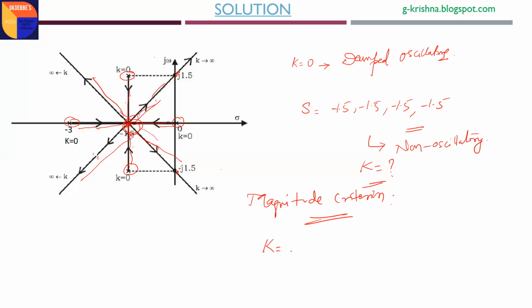So the numerator is the product of phasor lengths from open loop poles to the root at minus 1.5. The length from the pole at the origin to this root is 1.5. The length from the pole at minus 3 to minus 1.5 is again 1.5. The length from this complex pole to here is 1.5. From the conjugate pole also, the distance is 1.5. Since there are no open loop zeros, divide by 1.